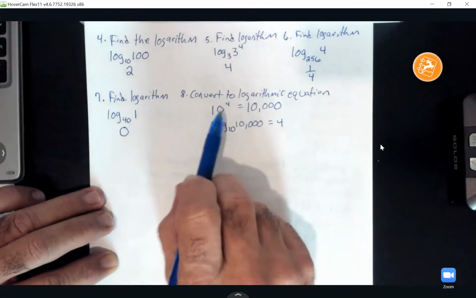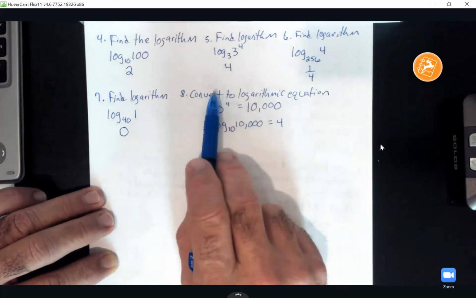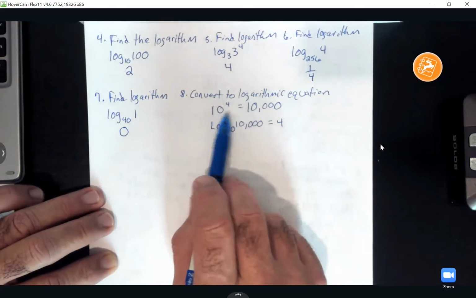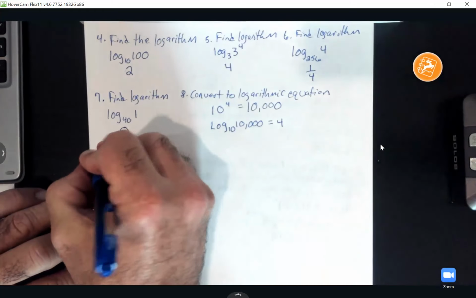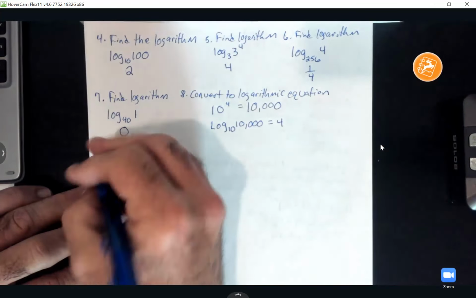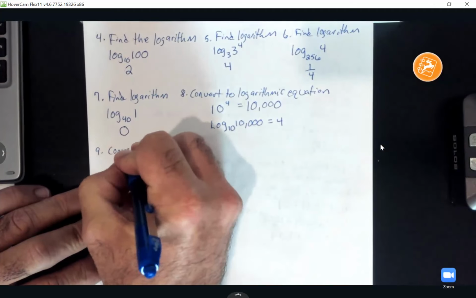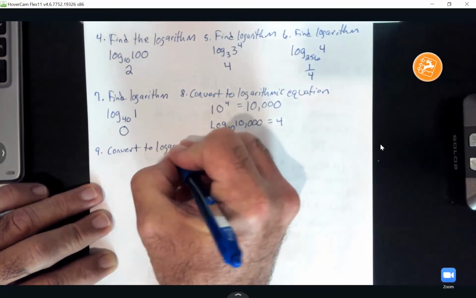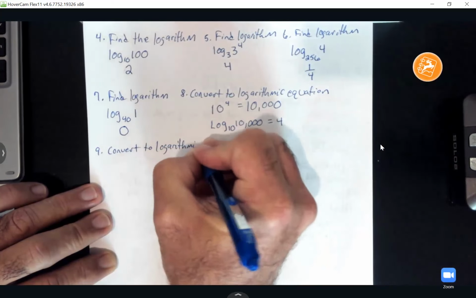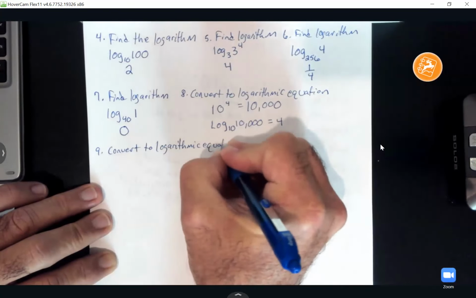Okay, so you follow this pattern every time when you're going to convert from this exponential into this logarithmic. And so number 9 will do the same thing, y'all. Convert to a logarithmic equation.